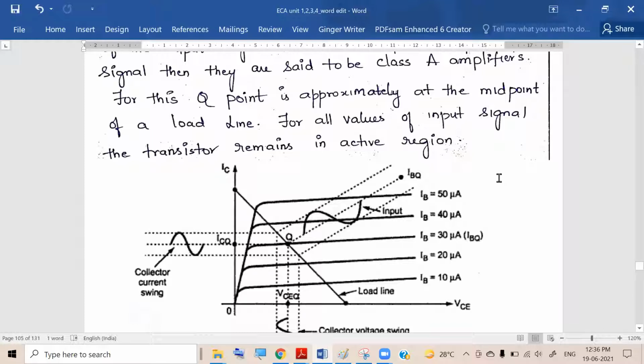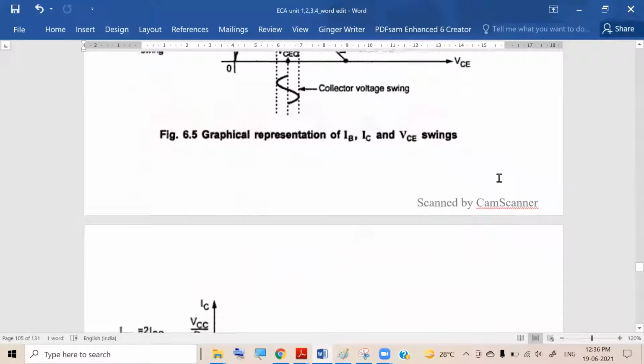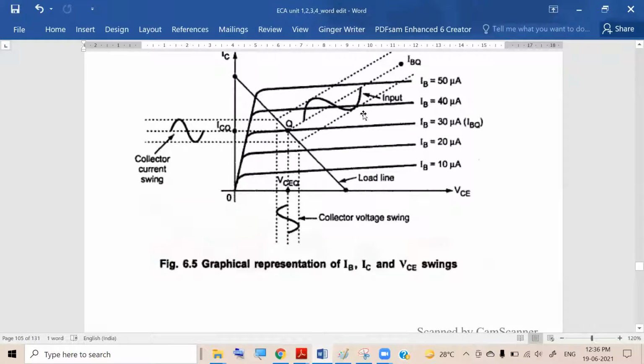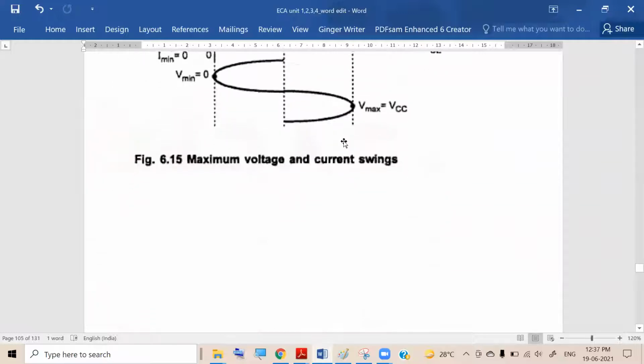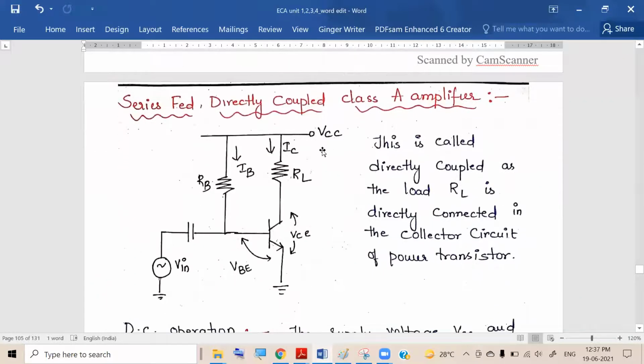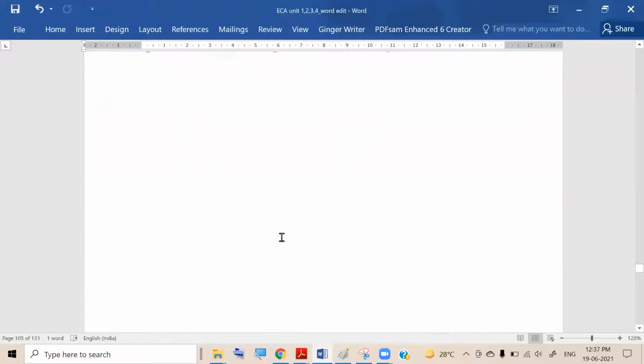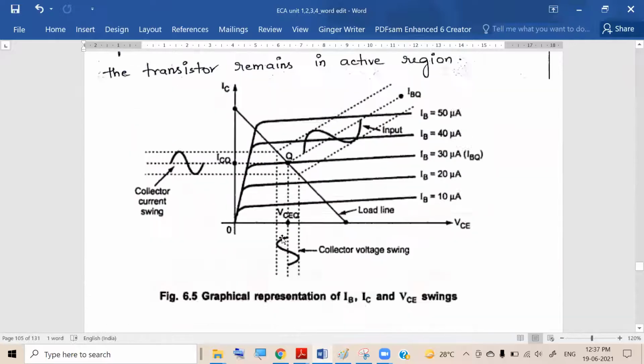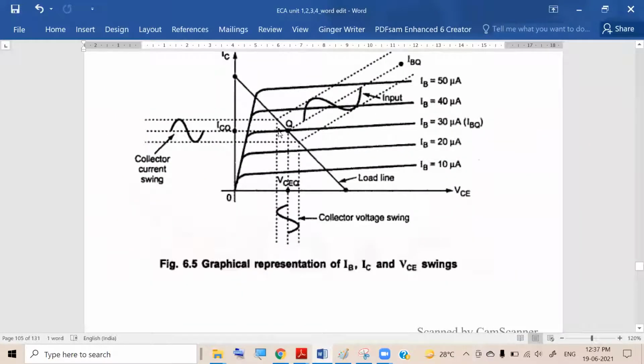So I hope you understood what the DC operating point is. Just considering the DC source, the voltage and current through the transistor are fixed values. That is the DC operating point. So far you have constructed only the VCC, RB, RL, transistor. Now the voltage and current through the transistor are a fixed point.